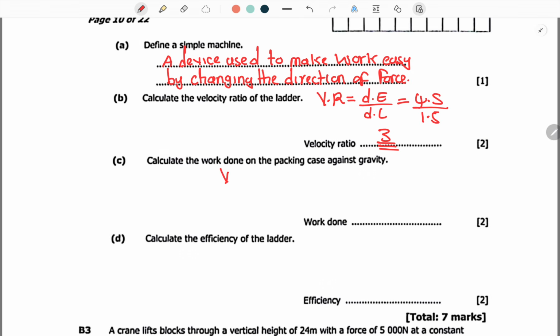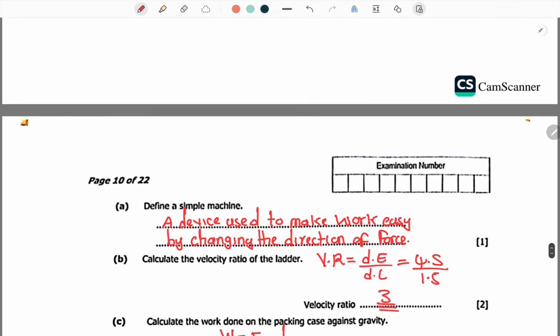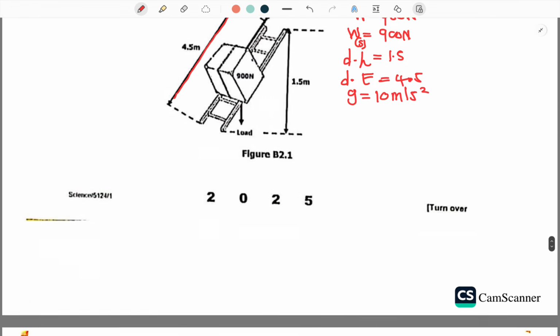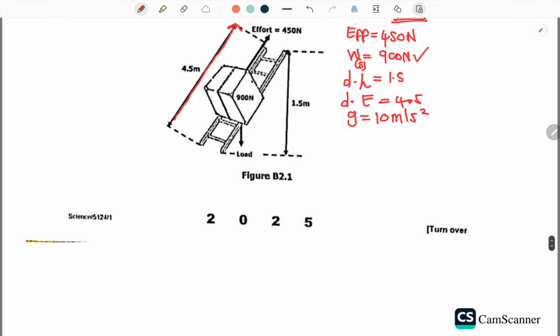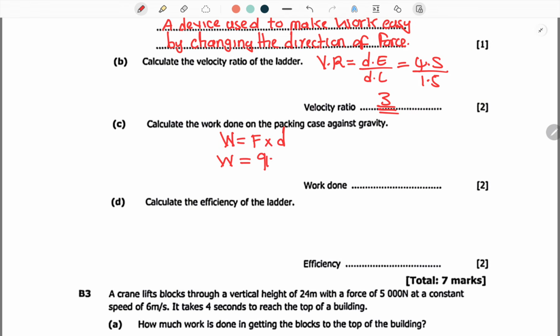Then they say calculate the work done on the suitcase against gravity. We know that work done is equal to force multiplied by distance. I already showed this in the multiple choice question part. They're saying calculate the work done on the suitcase, so we're going to get the weight of the suitcase, which was 900. So it's going to be 900 multiplied by 1.5. By the way, this is supposed to be work done. I don't know why I'm writing W.